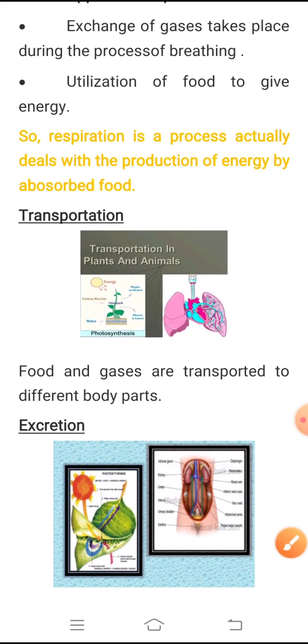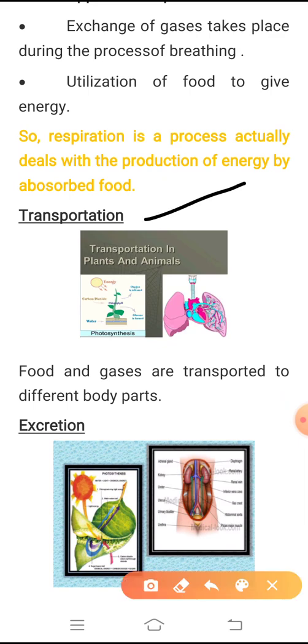Okay, moving to the next thing, that is transportation. Our next topic is transportation. Now, we have taken in the food and also we have produced energy out of that food. Later, what happens to that food? Especially in the case of a multicellular organism, the body is very complex, right? They have so many cells in the body.